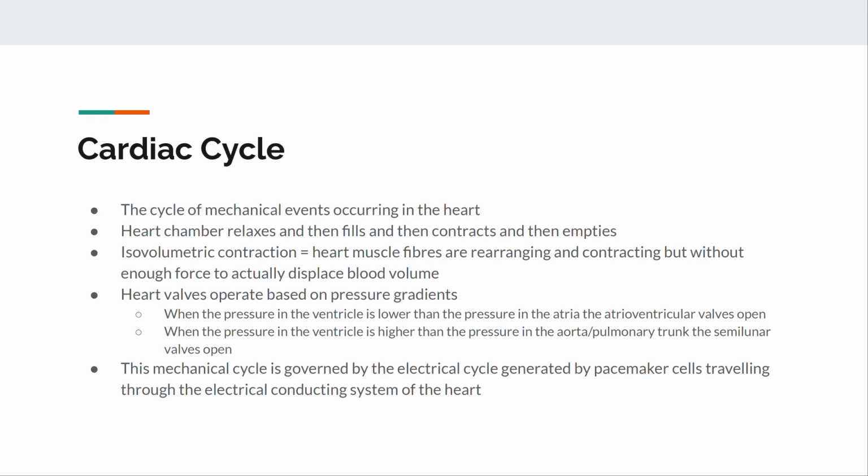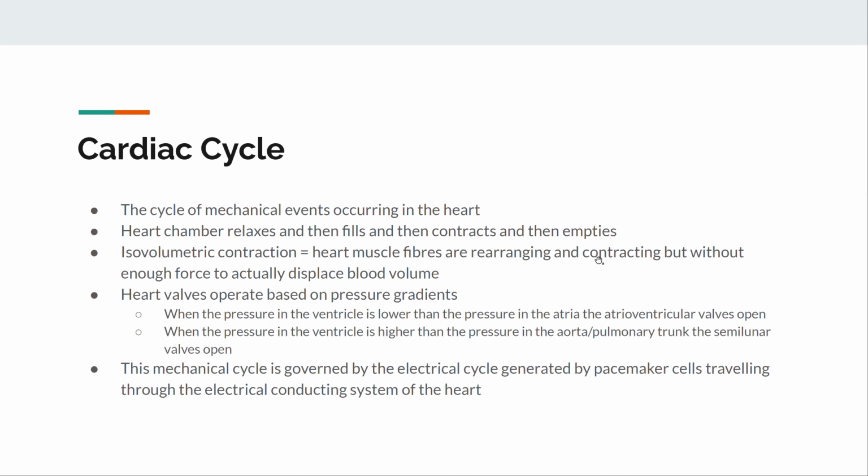The heart valves operate based on pressure gradients, so if the pressure in the ventricle is lower than that in the atrium, then the atrioventricular valve will open and blood will flow from the atrium down into the low pressure ventricle, and that's what happens during ventricular diastole. And then when the ventricle contracts and the ventricular pressure becomes higher than that in the aorta, the aortic valve will open and blood will flow from the high pressure ventricle into the lower pressure aorta.